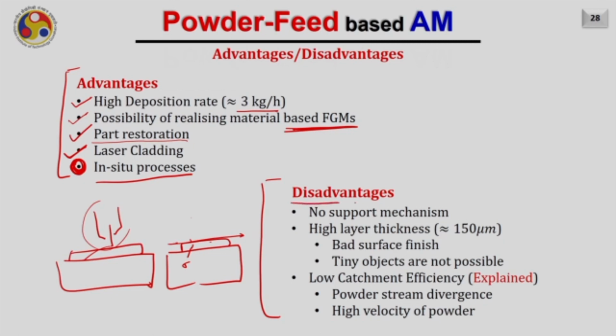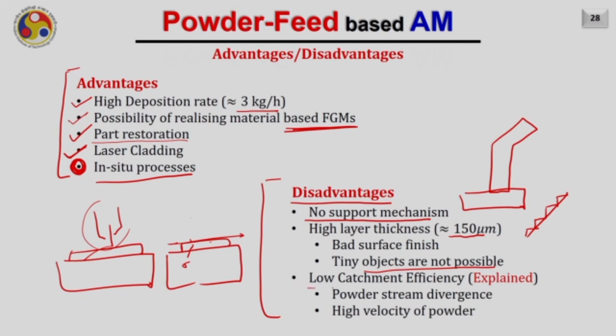However, there are few disadvantages also of the process. There is no explicit support generation mechanism here, and hence to realize any overhanging part, one has to tilt the nozzle or substrate appropriately and then build the part. Also, the layer height which we are able to realize by this powder feed based additive manufacturing process is quite high. It is around 150 micron, and as a result we know that if we are building a slant surface, we will end up having a very bad surface roughness, that is nothing but due to the staircase effect. Also, the tiny objects are not really possible by the technology.